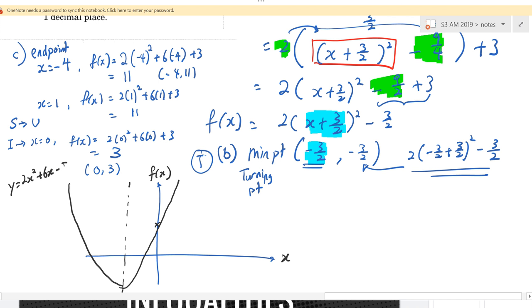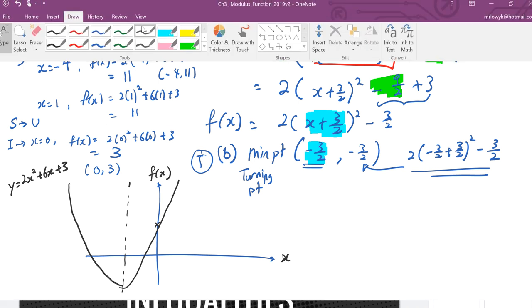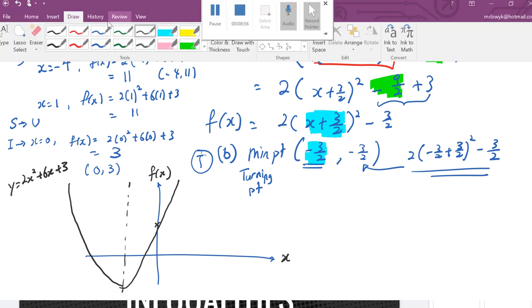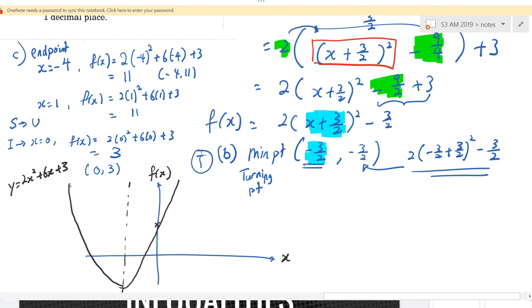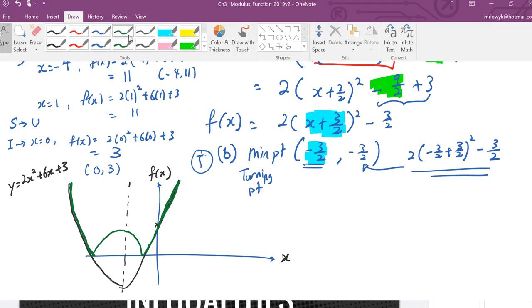I need to draw the modulus. So what does the modulus look like? The first part change? No, right? First part is the same. Second part? Go up. Third part? Same, right? So I can take my eraser and then I erase the green part, the black part. Right? Like that.